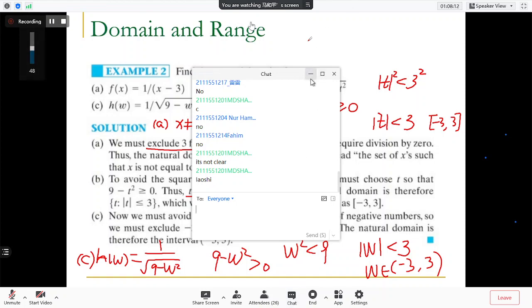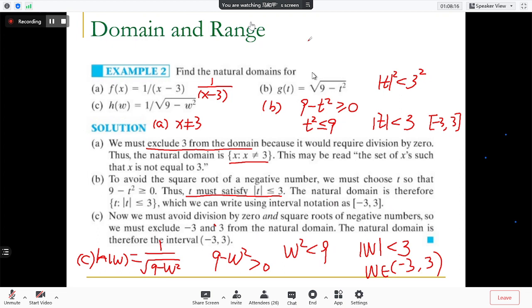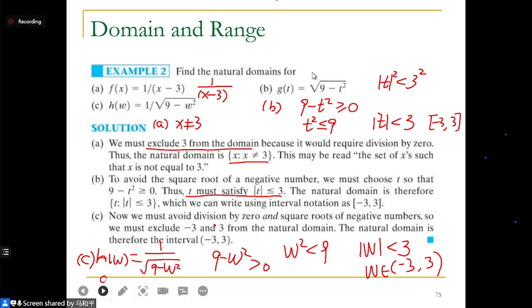Which part of C is not clear? See here, we should notice that 9 minus omega squared is not 0, right? Exclude or avoid dividing by 0. So this means omega is not equal to 3 and -3, right?